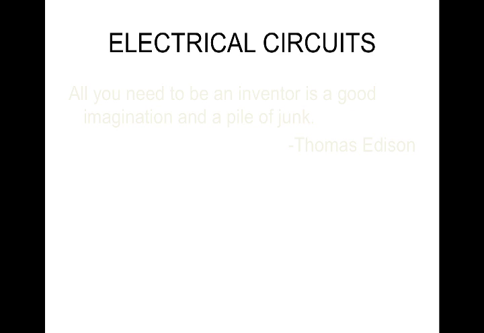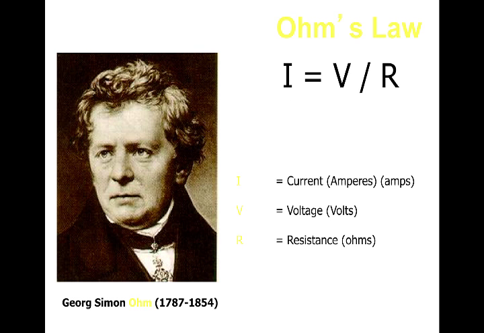We're going to start our electrical unit. We'll start with a few basic notes about electrical circuits. The overarching idea or equation for us is going to be Ohm's law. And the three variables are I is current, V is voltage, and R is resistance. Current is measured in amps, voltage in volts, and resistance in ohms. You've probably heard of amps or volts, maybe not ohms.